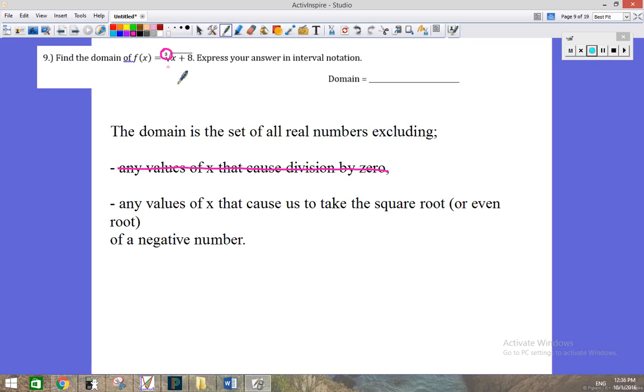This 3 is odd. We've seen before that we can take the odd root of negative values. The cube root of -8 is -2, because -2 times -2 times -2 is -8. You can take an odd root of a negative number, and you can even get negative answers. So I don't have any square roots or even roots in this problem. My domain is the set of all real numbers.